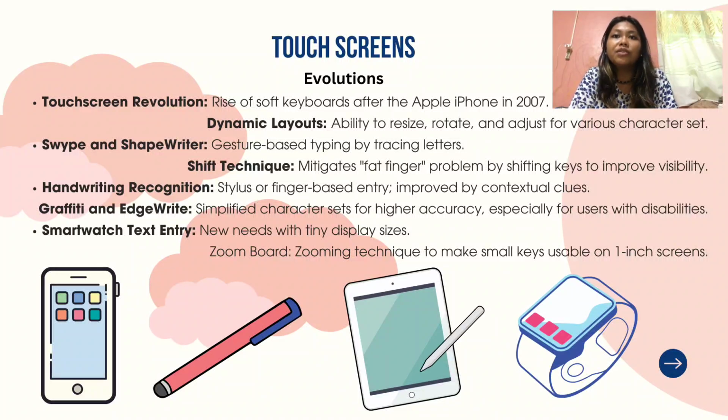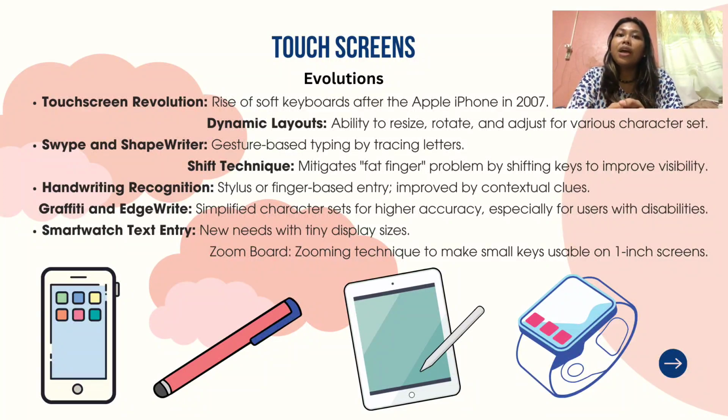For those who prefer handwriting, devices now support text entry using finger or stylus-based input, though accuracy varies. Systems like Graffiti and EdgeWrite simplify the character set, making them more recognizable and accessible for users with disabilities. EdgeWrite, for example, uses physical borders to help guide input, improving accuracy for users who may have difficulty with standard handwriting recognition.